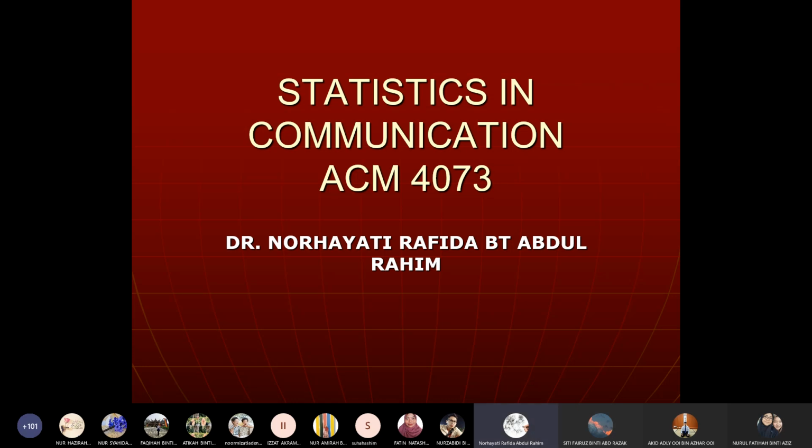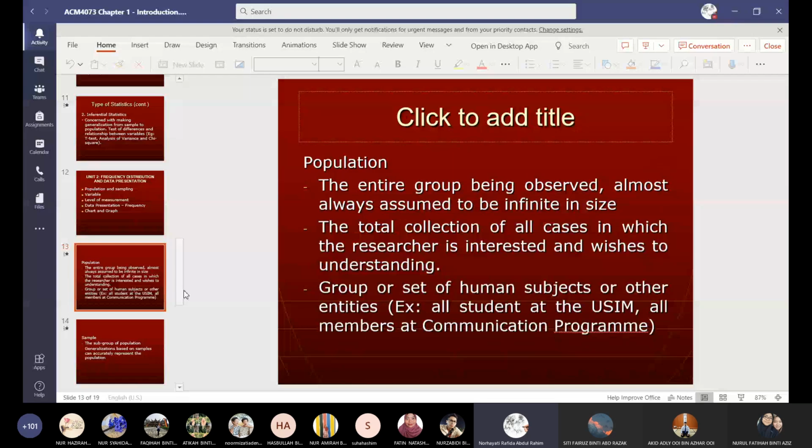Population. What do you mean by population? Population refers to the entire group observed, almost always assumed to be infinite in size. The collection of cases in which the researcher is interested and wishes to understand. The total collection of all cases.